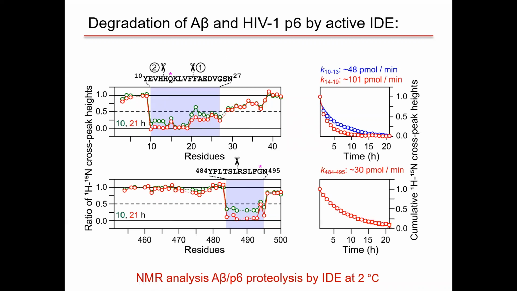We can monitor degradation of A beta and P6 by IDE using NMR spectroscopy and calculate the rate at which both substrates are cleaved by the IDE. Note that in order to prevent A beta aggregation, as we saw in the previous slides, all NMR experiments were done at 2 degrees Celsius. A beta 42 is cleaved by IDE at 2 locations, here and here, while P6 is cut at 1 location, right here. The corresponding hydrolysis rates are similar, between 30 and 100 picomole per minute at 2 degrees Celsius.